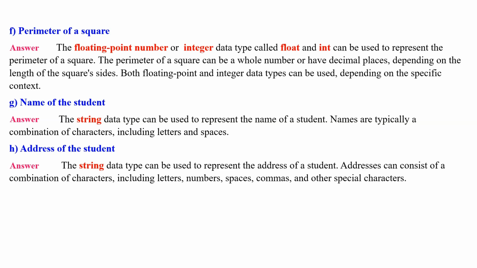G. Name of the student. The string data type can be used to represent the name of a student. Names are typically a combination of characters, including letters and spaces. H. Address of the student. The string data type can be used to represent the address of a student. Addresses can consist of a combination of characters, including letters, numbers, spaces, commas, and other special characters.